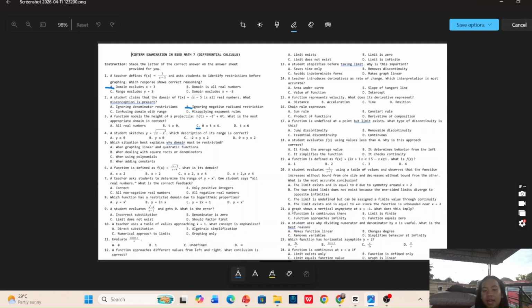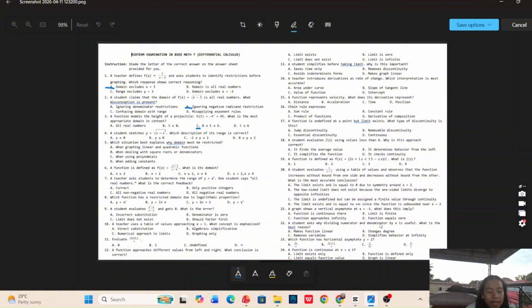Number 21. A graph shows a vertical asymptote at x equals negative 1. What does this imply? Letter A, function is continuous there. B, limit is finite. C, function approaches infinity. Or letter D, function equals 0. So the correct answer for number 21 is letter C. Function approaches infinity.